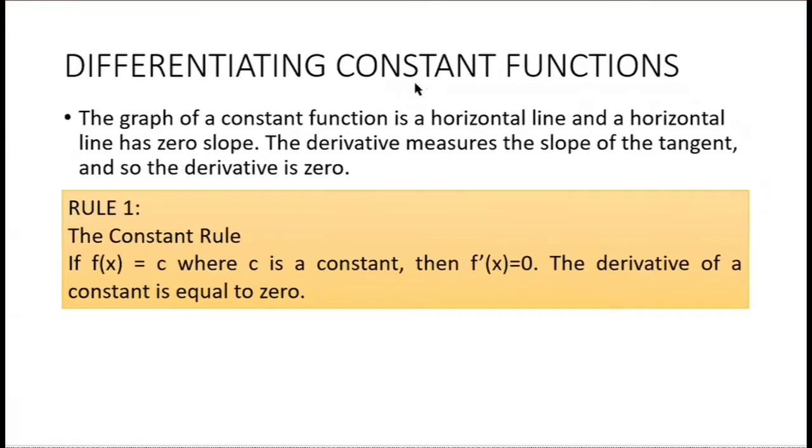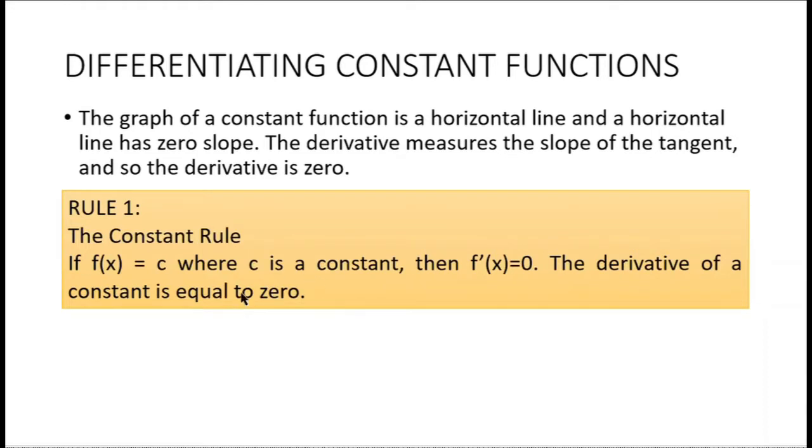Okay, differentiating constant functions. The graph of a constant function is a horizontal line, and a horizontal line has a zero slope. The derivative measures the slope of the tangent, and so the derivative is zero. Rule 1, the constant rule. If f of x is equal to c, where c is a constant, then the derivative f prime of x is equal to 0. The derivative of a constant is equal to 0.